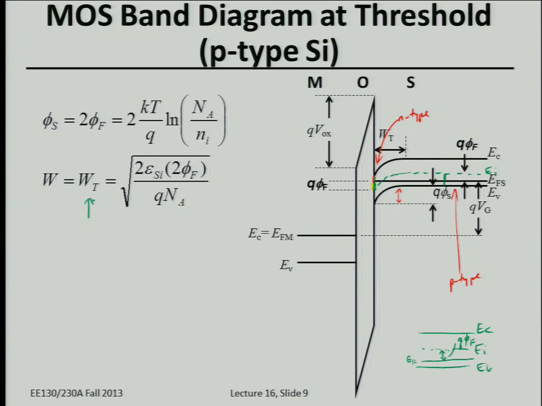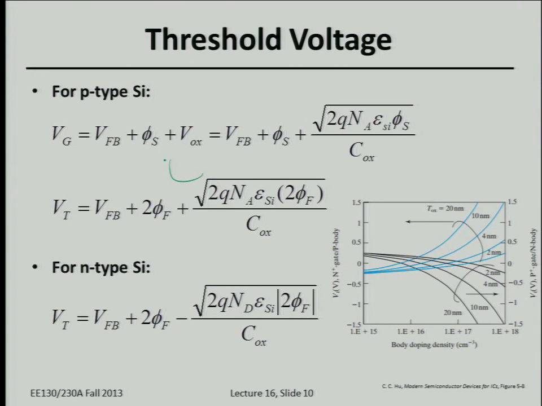So W sub t is defined to be the depletion width at threshold. It's the same formula as before, but now notice that the total potential drop in the silicon is, rather than phi sub s, 2 phi f. At the threshold condition, that's basically the definition of phi s, 2 phi f. So we assume that this is the definition of the threshold condition.